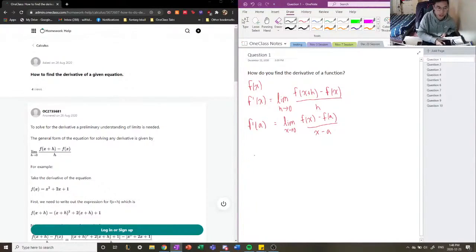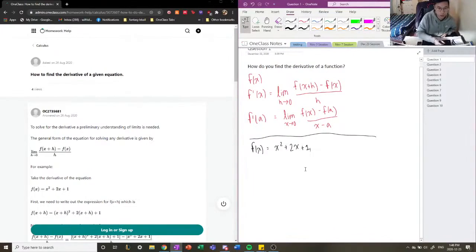Okay, so we're going to use the first definition to calculate the derivative of our example here. The junior tutor gave us an example of f of x equals x squared plus 2x plus 1. So we need to calculate what f of x plus h is. We're just going to plug in x plus h for each of our x's in our function here. So we have x plus h squared plus 2 times x plus h plus 1.